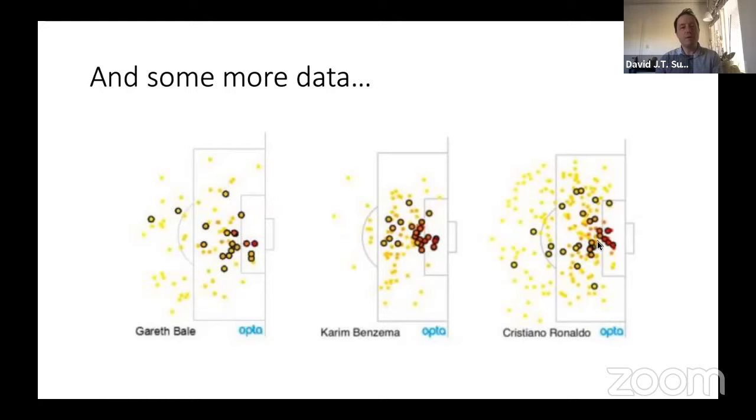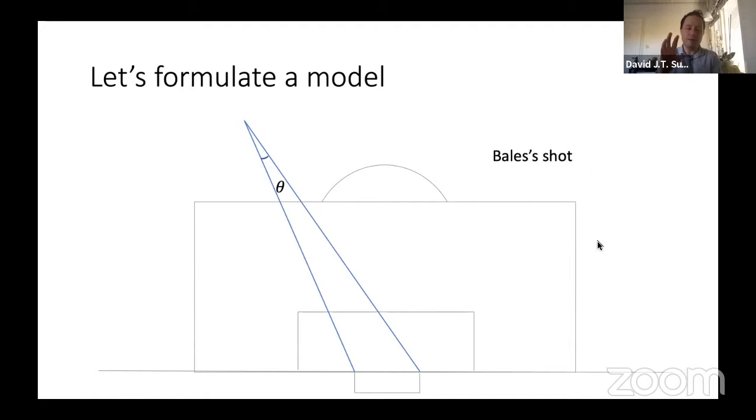This is where I want to get into how we see it as a mathematician. How we see expected goals as a mathematician is we formulate a model. And in maths, we like to have one parameter. The parameter I use here is theta. It's basically the angle to the face of the goal. So here's Bale's shot. It has a very small angle to the face of the goal. Here is Mane's shot. It has a very big angle to the face of the goal.